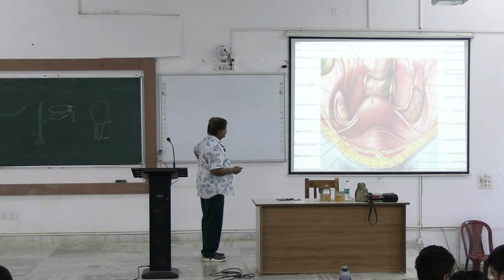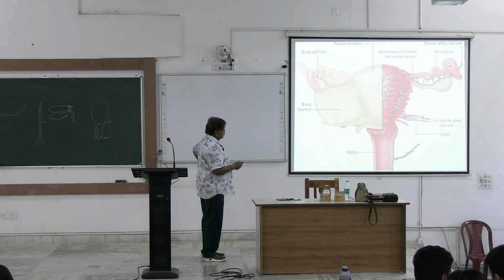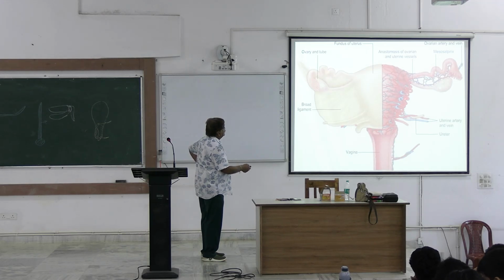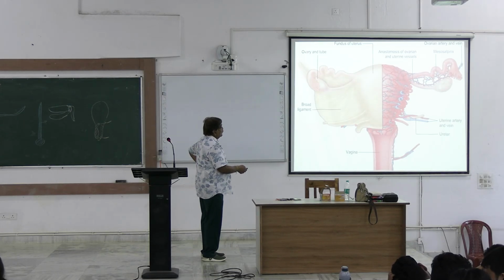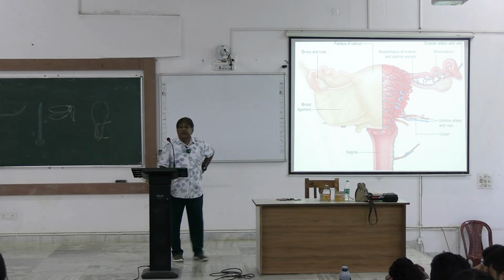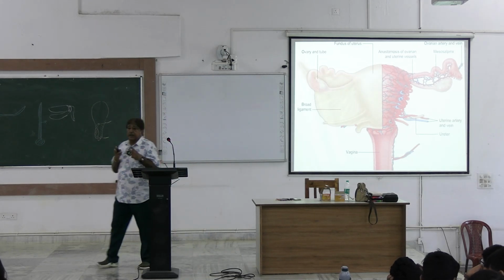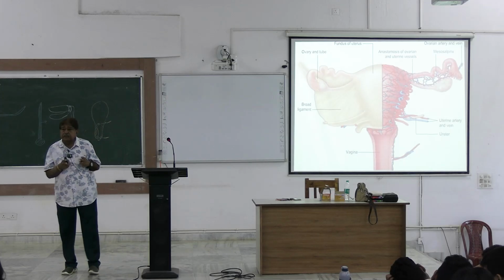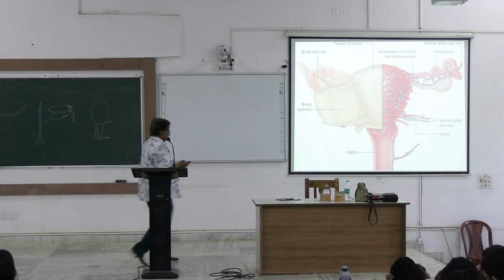Now this is another illustration from Netter. This is very good. Now the ovary and the tube, fallopian tube, fundus, anastomosis, ovarian and uterine vessels. This is the uterine artery, corkscrew-like. And see the relation of the ureter, uterine artery and uterine vein. Now you have to be careful during hysterectomy operation: you don't clamp the ureter. Okay.